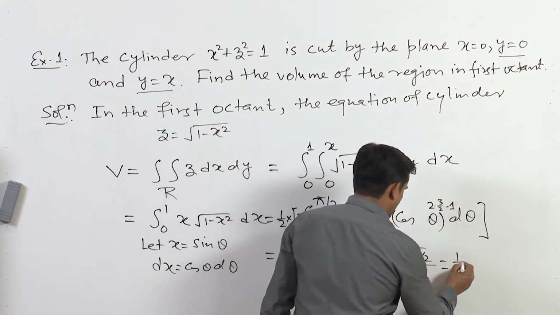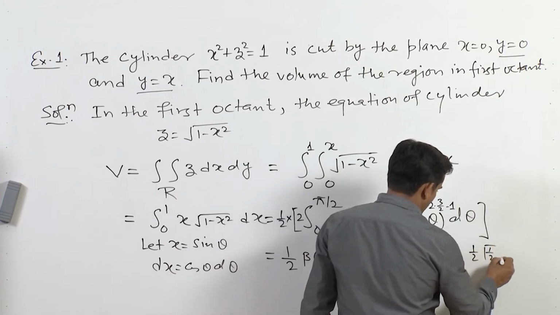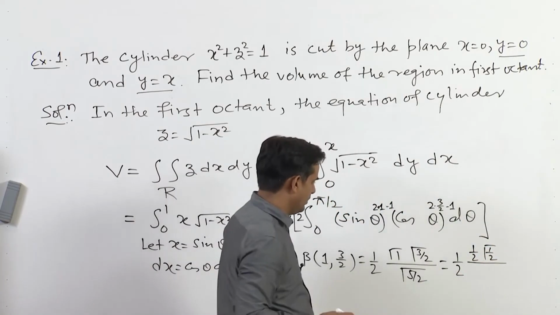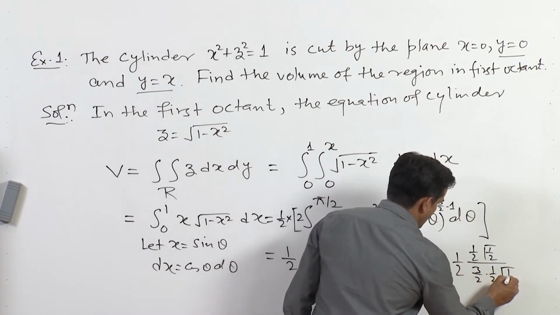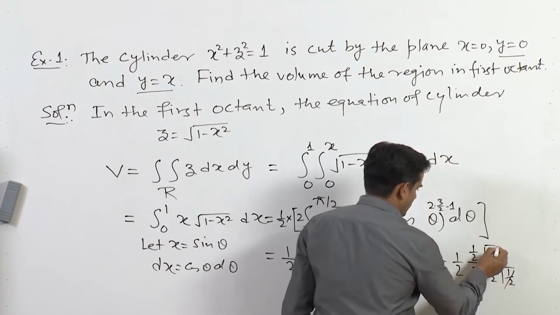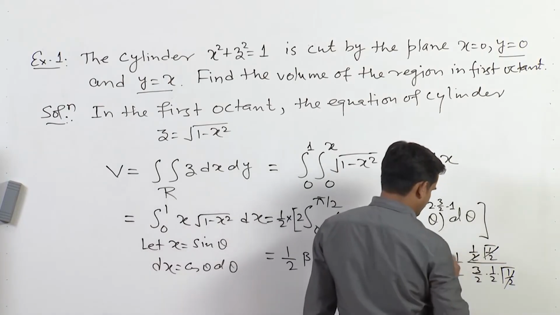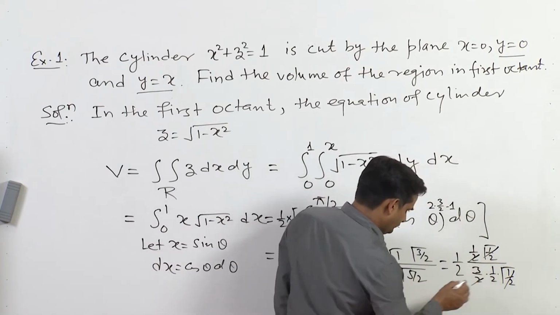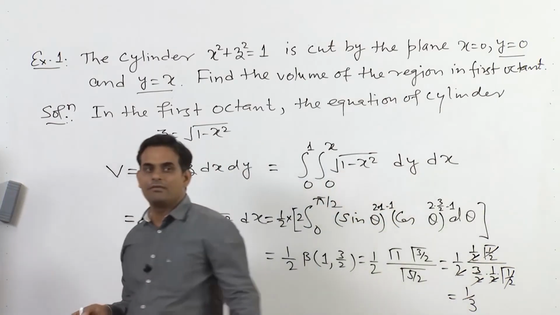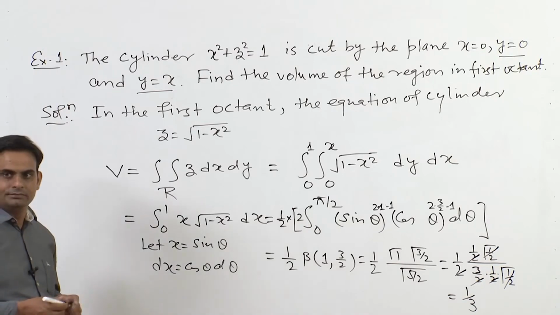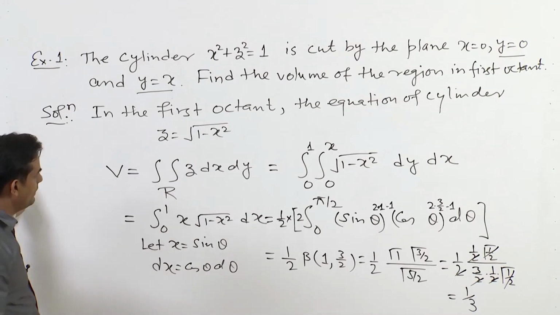This will be 1 by 2, gamma 1 by 2 upon 3 by 2 times 1 by 2 gamma 1 by 2. So, these two things will be cancelled out. So, the answer is 1 by 3. So, in this way we can do this particular example.